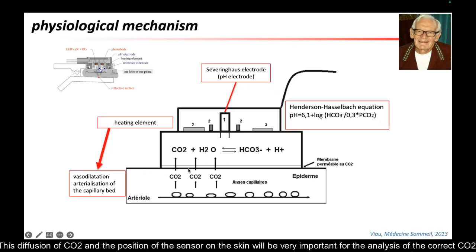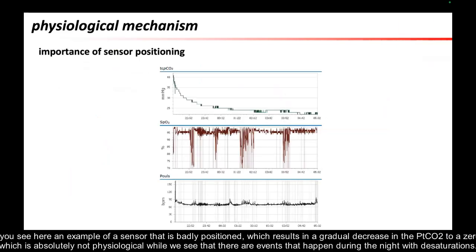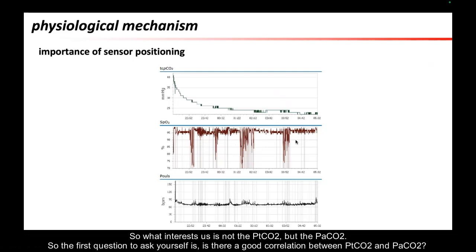This diffusion of CO2 and the position of the sensor on the skin will be very important for the analysis of the correct CO2. Indeed, you see here an example of a sensor that is badly positioned, which results in a gradual decrease in the PtCO2 to a zero value, which is absolutely not physiological, while we see that there are events that happen during the night with desaturations.